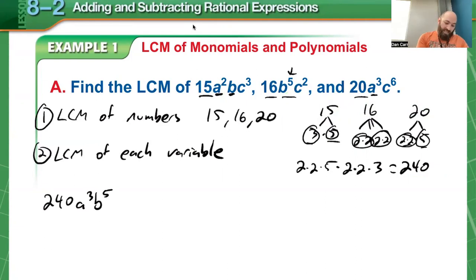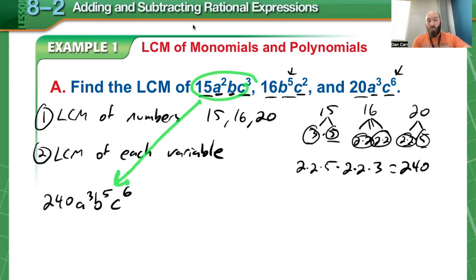And my last variable is c. So we've got c to the third, c to the second, and c to the sixth. My largest exponent is c to the sixth. So that's going to be my LCM. Okay. So again, the idea of a least common multiple is that every one of these numbers can multiply up to that. There's something that multiplies by both numbers and variables. Okay. So that's our least common multiple of our monomials.